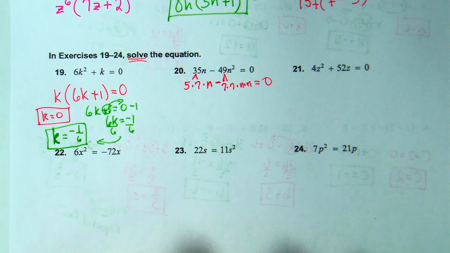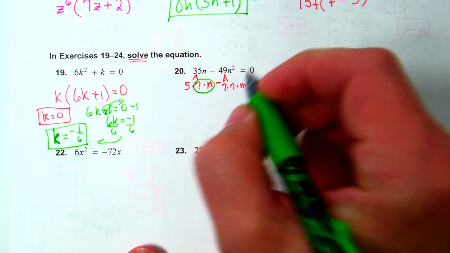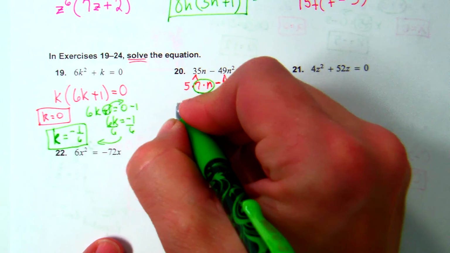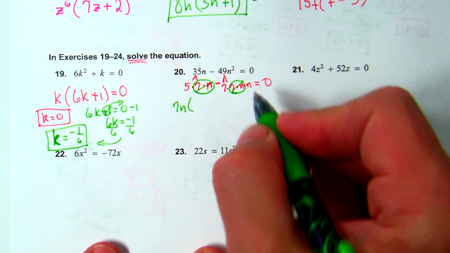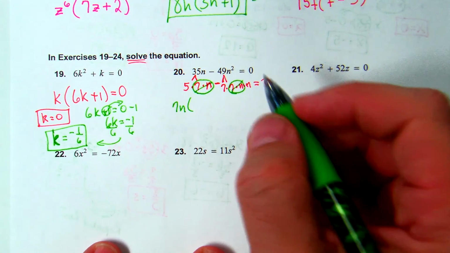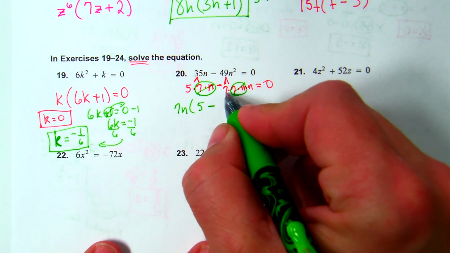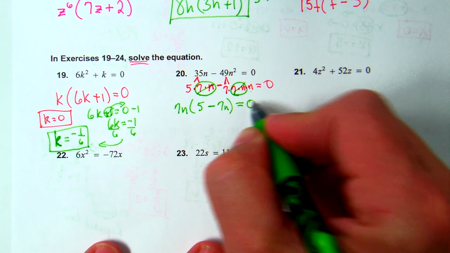Now, looking at the common factors in both of these, what can I pull out to the front? I can pull 7n out of both of them. So I'll put 7n out front. That goes away, that goes away. What's my first term going to be? I'm only left with a 5. Minus, the only thing left here is a 7 times n, so 7n. And I set the whole thing still equal to 0.